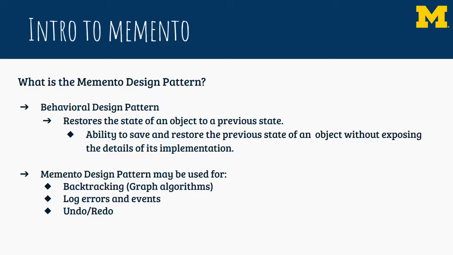So, intro to the Memento design pattern. What is the Memento design pattern? It's a behavioral design pattern. It falls under the behavioral design pattern category, which the main idea is to restore the state of an object to a previous state. It has the ability to save and restore the previous state of an object without exposing the details of its implementation. There are many uses for this pattern, but some of the main important ones are backtracking, for example, the graphing algorithms, log errors and events, and then also the undoing and redoing, which we will see later on.